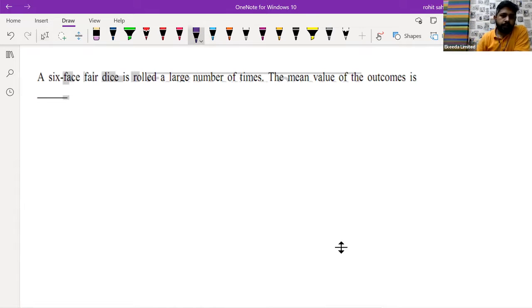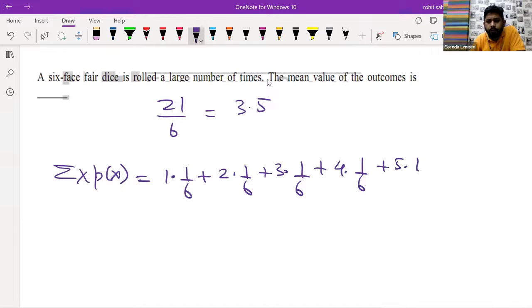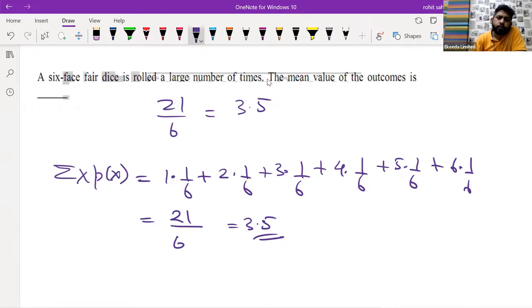Six fair dice are rolled a large number of times. The mean value of the outcome? So what is the mean value? 3.5. Since it is a fair die, the probability of each outcome is the same, so it is 21/6, which is 3.5. Normally, since all probabilities are the same, it directly comes to 3.5. And if you follow the formula, all probabilities are the same, so 1 times 1/6 plus 2 times 1/6 and so on, which I had probably done at the start too. It is 21/6, which is 3.5. That's it, clear.